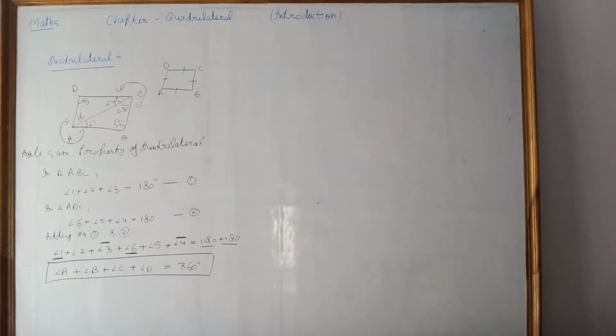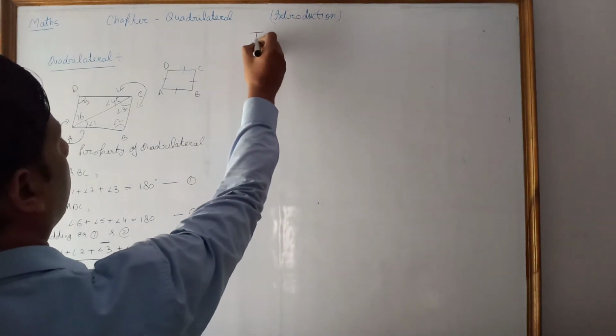Right, students? So this is the angle sum property of a quadrilateral: the sum of the four angles of a quadrilateral is always 360 degrees. By this method we can prove this. Now next is the types of quadrilateral.